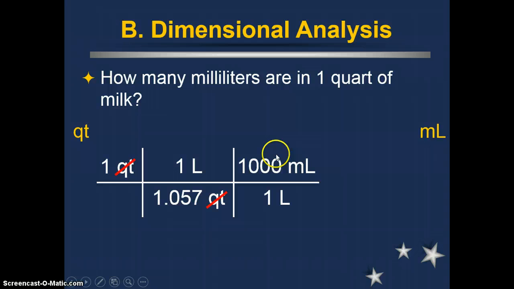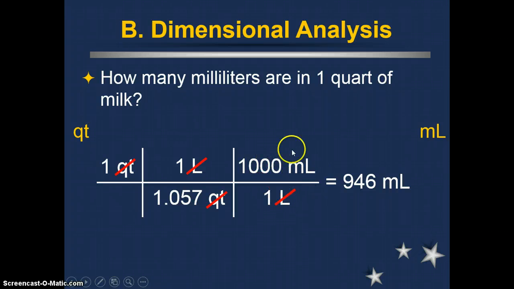How do I know the 1,000 goes on top and the liters go on the bottom? Because I need the liters to cancel out. Now liters will cancel, and I'm just left with milliliters. So multiply across the top. 1 times 1,000 is 1,000. And 1.057 times 1 is 1.057. So the only thing I really have to do in my calculator is 1,000 divided by 1.057. And that gives me 946 milliliters.